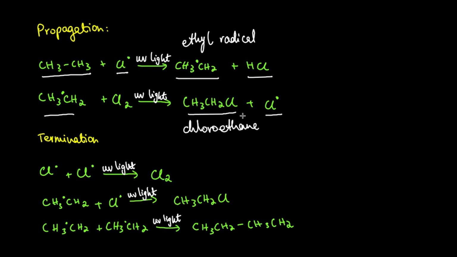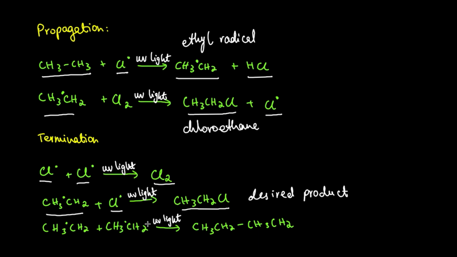Okay, now what would the termination steps have? Again, termination is basically just whatever radicals were produced in the initiation and propagation steps, they will react with each other in different ways. So first, the two chlorine radicals would react with each other to produce chlorine. Then the ethyl radical can react with the chlorine radical to produce chloroethane, which is the desired product, and that is what we have produced above in the propagation steps.